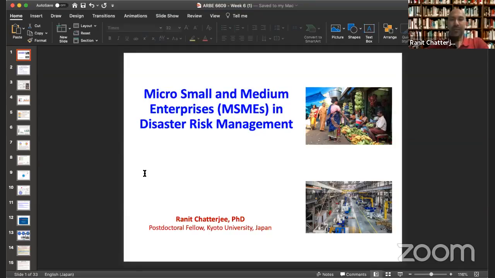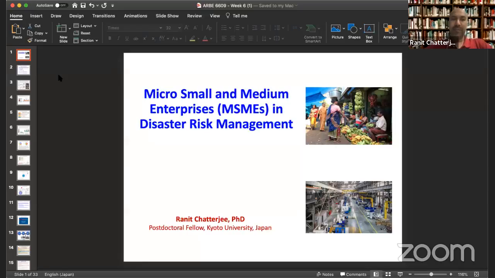Possibly what I would be focusing on for today's session is something which is right now very much in the limelight: the micro, small, and medium enterprises, and how they function in disaster management. This topic has not come into highlight only in recent times, but has been there for a very long time.